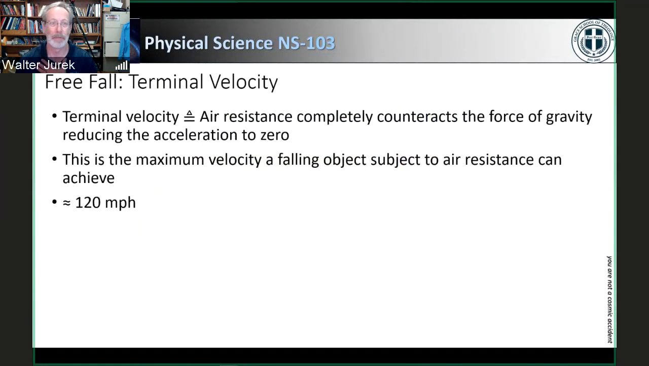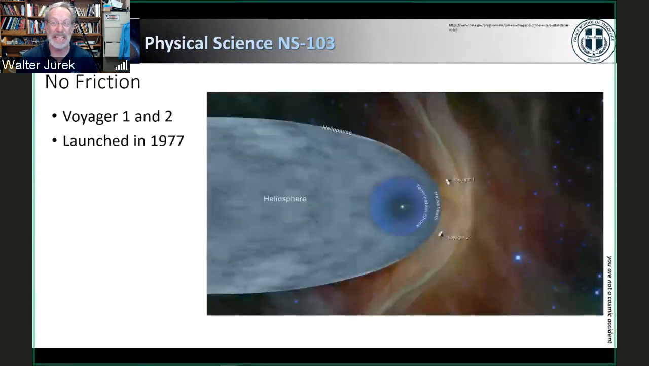All righty. Now, if we get rid of air, guess what? There is no friction. So out in space, there is no friction. And so Voyager 1 and Voyager 2, which were launched in 1977, have experienced true no friction. And they have actually left our solar system. As far as we know, they are the first interstellar space vehicles.